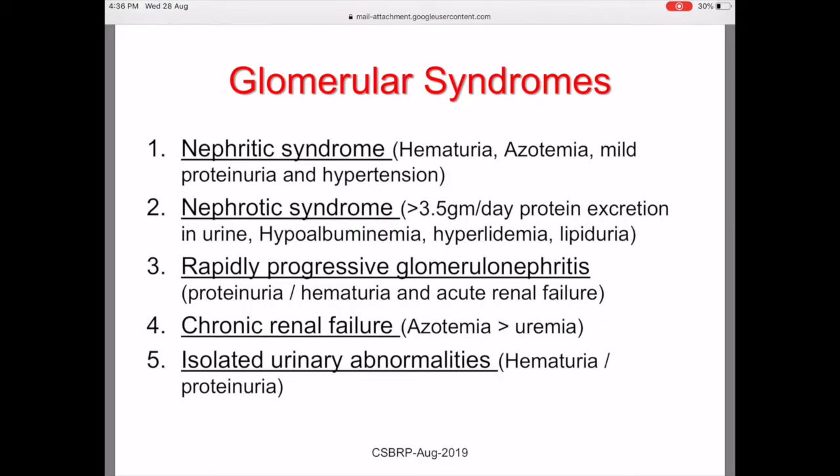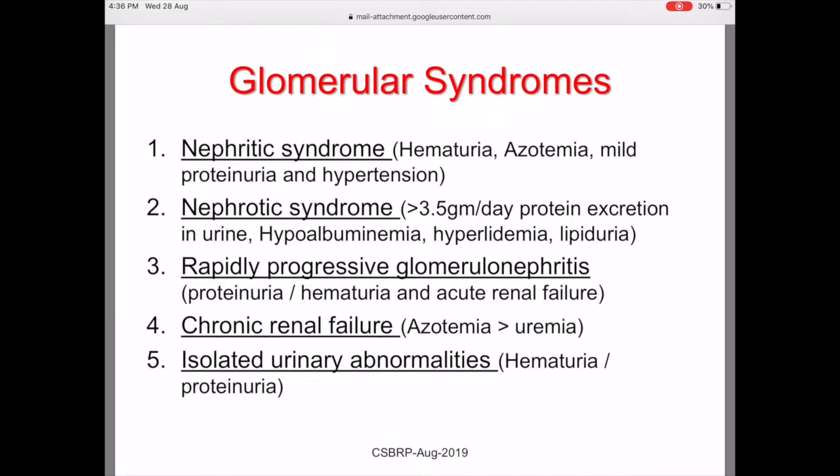Glomerular affection may bring the patient with the following syndromes. Some may come with nephritic syndrome, some may have nephrotic syndrome, and some may present with rapidly progressive glomerulonephritis. Isolated urinary abnormalities may bring the patient with hematuria and proteinuria, and lastly chronic renal failure may be the presenting feature of a glomerular syndrome.